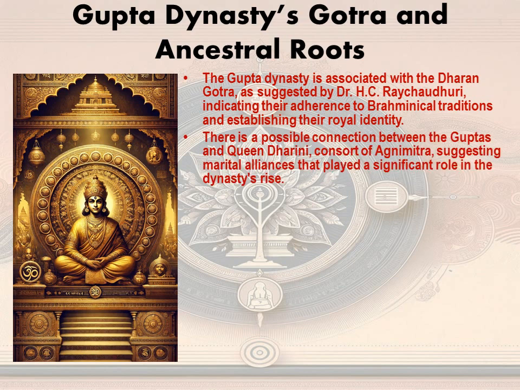There is a possible connection between the Guptas and Queen Dharini, who was the consort of Agnimitra, suggesting marital alliances that played a significant role in the dynasty's rise. So, Queen Dharini was probably somehow connected to the Guptas, and she was a consort of Agnimitra, and thus we know about the marital alliances and how they played a significant role in forming the power structure of northern India.